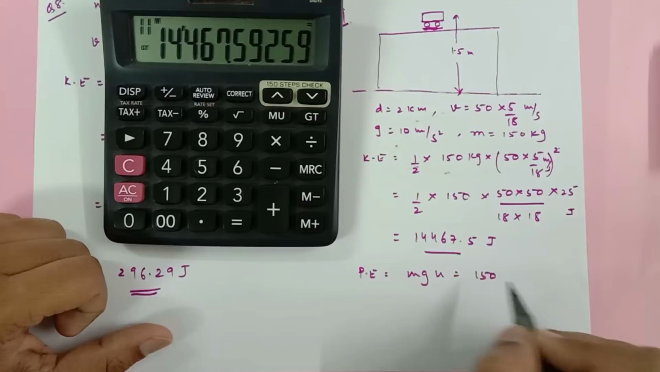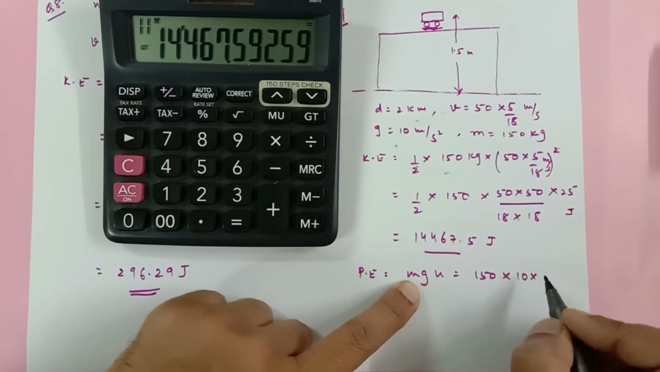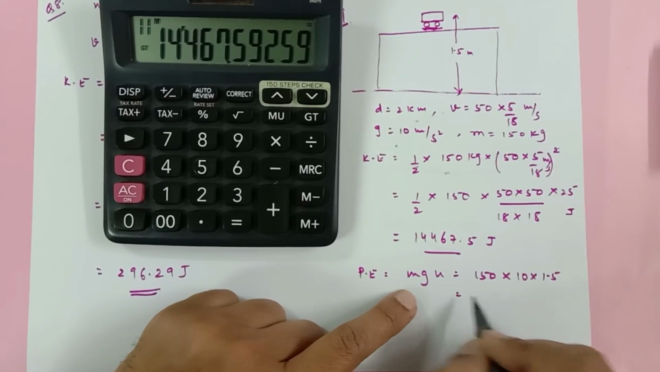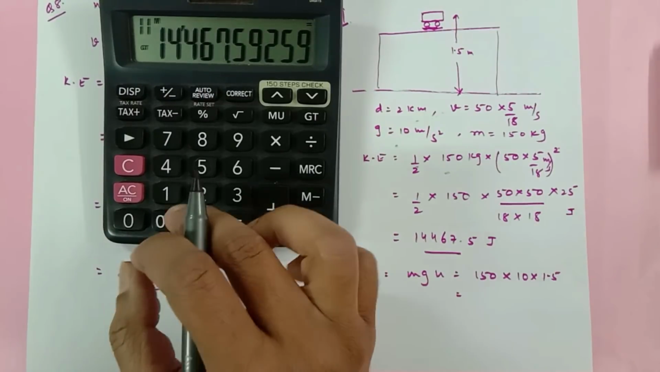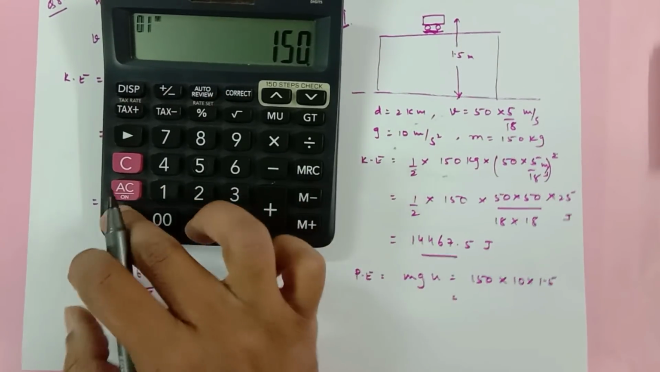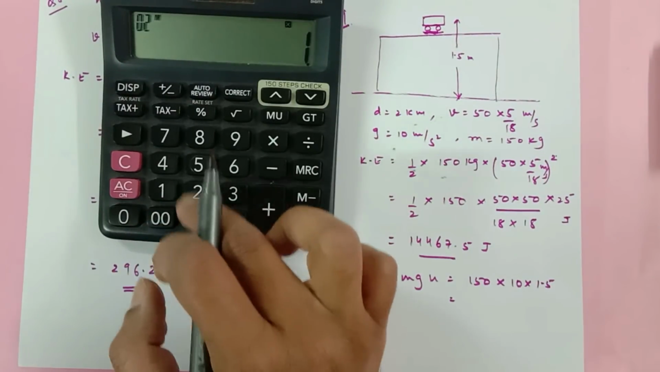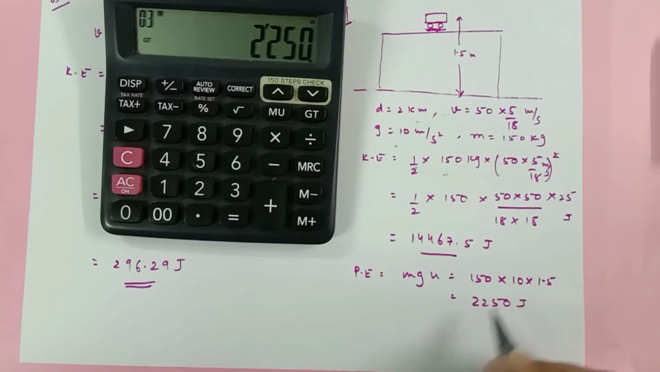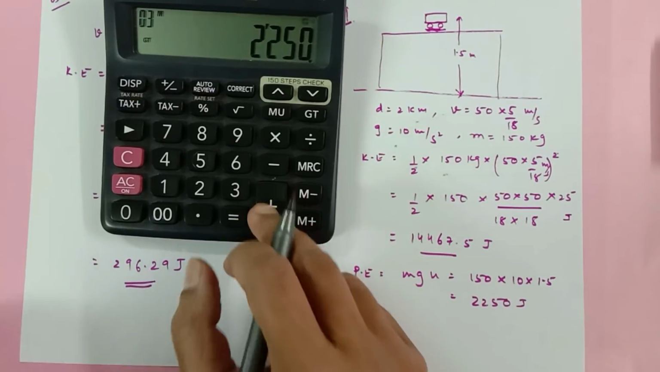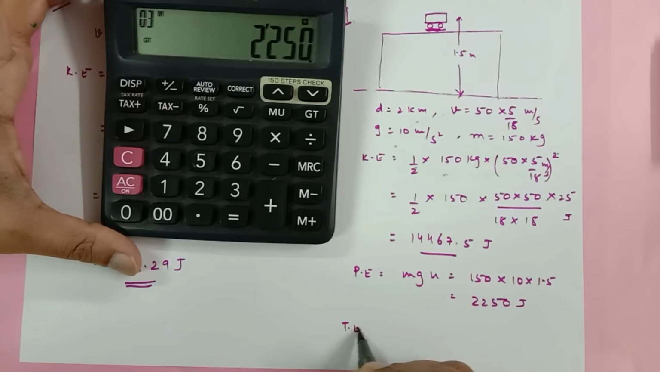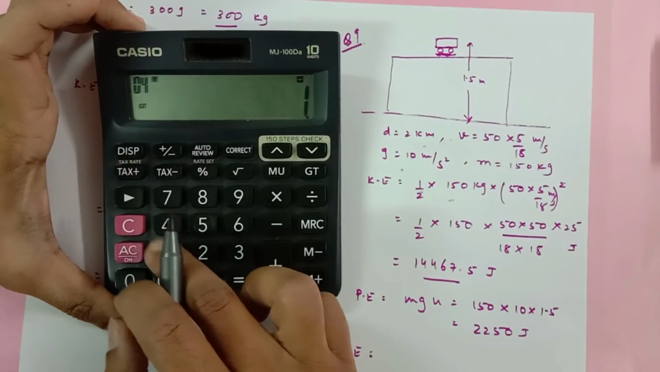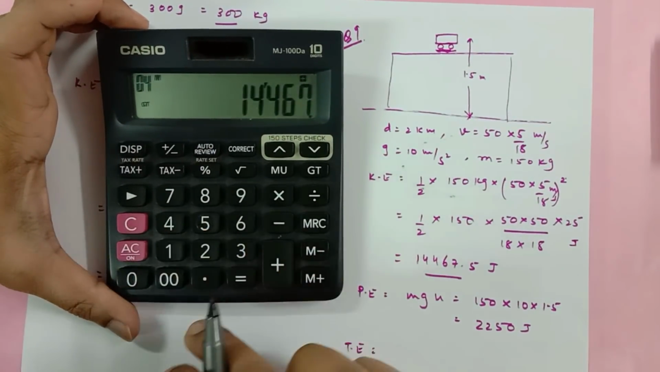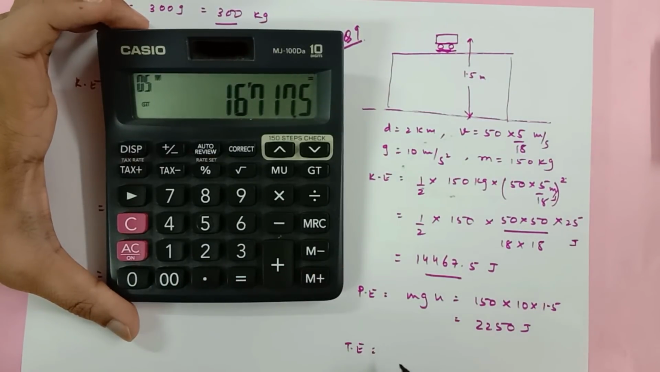So 150 kilogram, g is 10, h is 1.5 meter, so everything is in SI unit. So this is 1500 multiplied by 1.5, so that gives us the answer as 2250 joule. And if I add these two, I would get the total energy as 14467.5 plus 2250, that is 16717.5 joule. That is the answer to the problem.